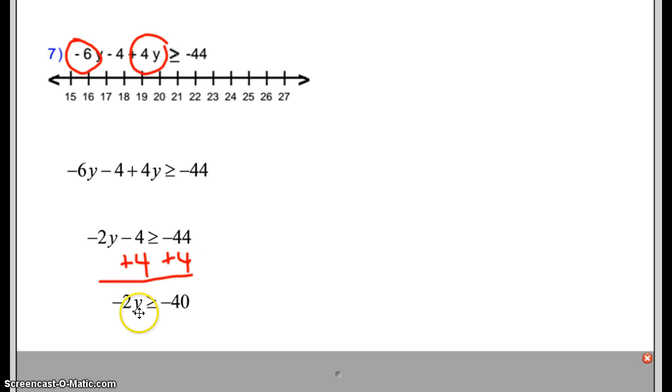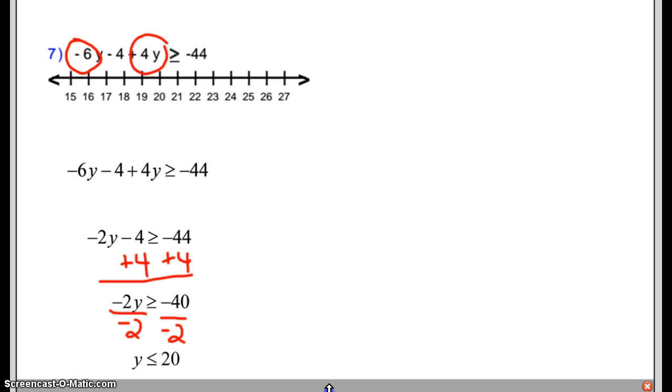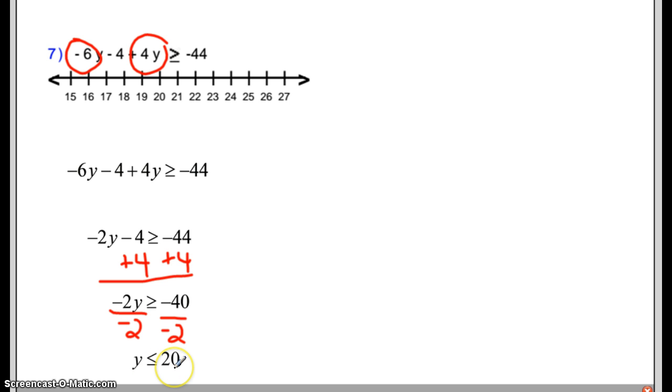Lastly, I need to isolate the y. It's being multiplied by negative 2. So I'm going to divide both sides by negative 2. But here's where the trick comes in. We need to remember that when we multiply or divide both sides of an inequality by a negative, we are going to have to change the inequality sign. So instead of it being a greater than or equal to, it's going to be a less than or equal to. So our final answer is y is less than or equal to 20.